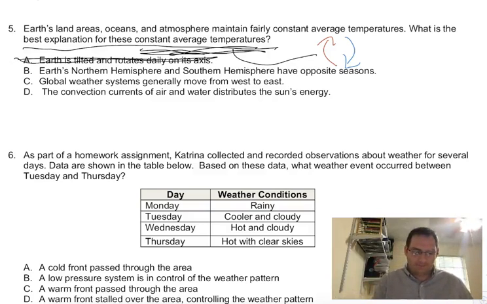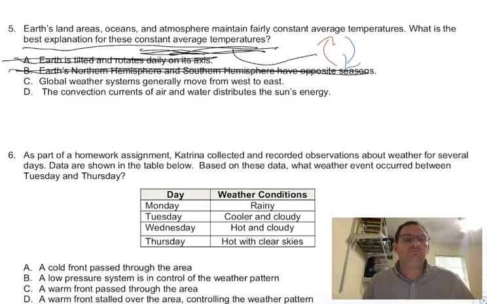So no. B, Earth's northern hemisphere and southern hemisphere have opposite seasons. That is true, but it does not answer the question. We're asking about convection, not about seasons. C, global weather systems generally move from west to east. Again, true, but that doesn't explain convection.